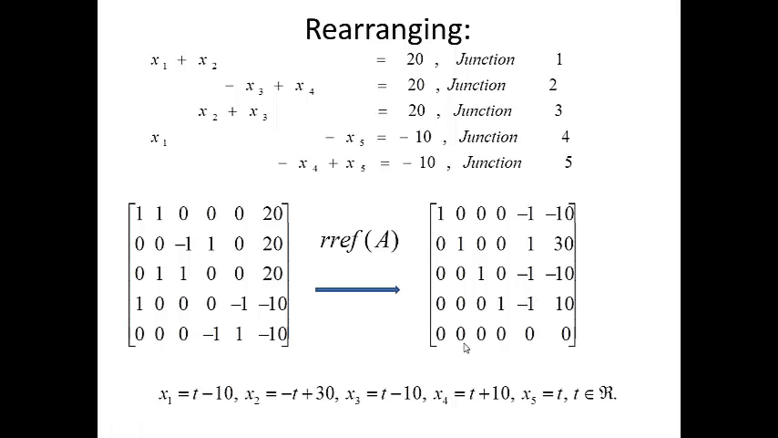You can tell very quickly that the last row disappears, so that means we end up with infinitely many solutions. And solving as we did in previous lectures, we end up with x1 equals t minus 10, x2 equals minus t plus 30, x3 equals t minus 10, x4 equals t plus 10, x5 equals t. That is our free variable where t is a real number.